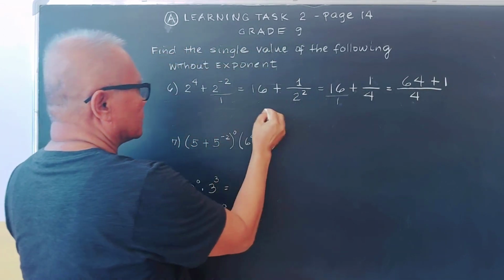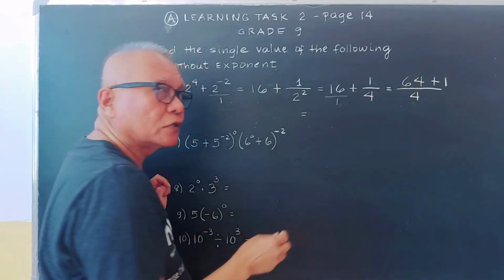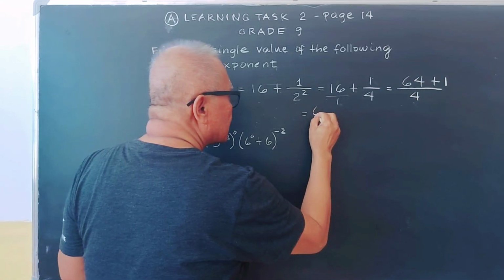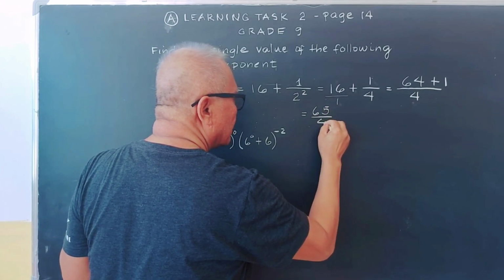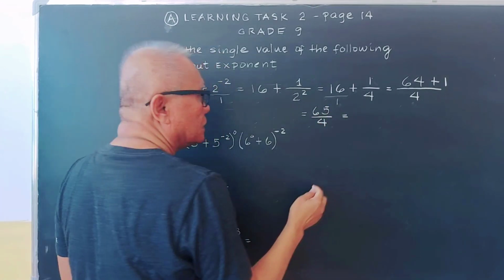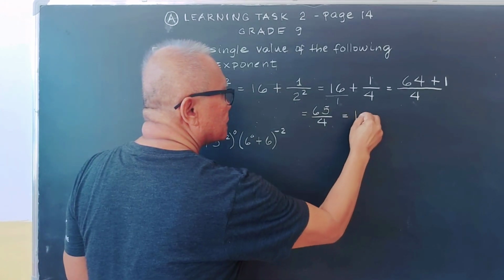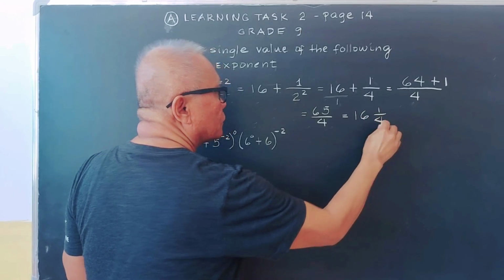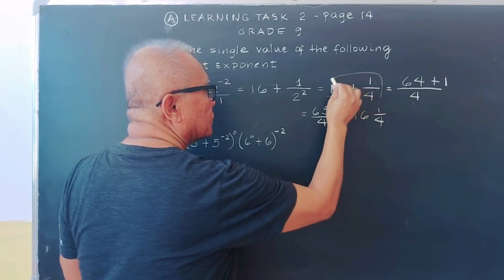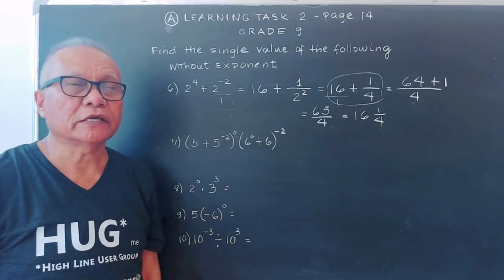Okay. So, dito na tayo. Equals 64 plus 1 is 65 over 4. In mixed fraction, we have 16 and 1/4. Ayun, no? Pagdikitin lang nyo itong dalawa, 16 plus 1/4, and you have 16 and 1/4.